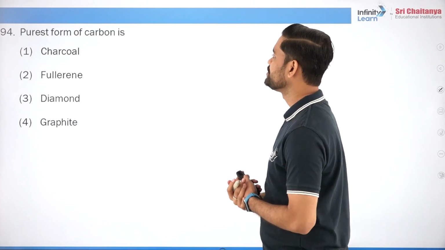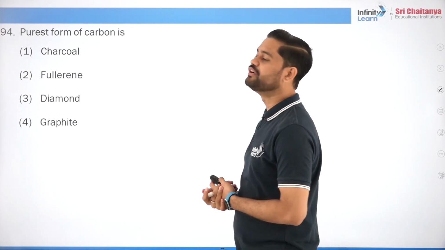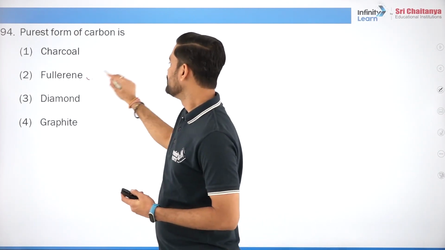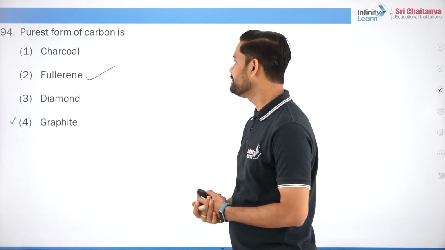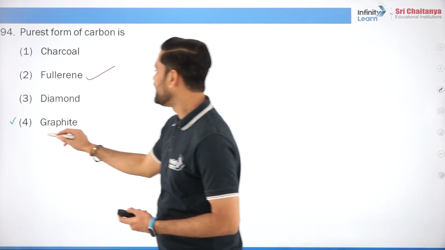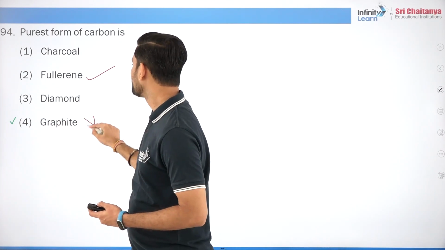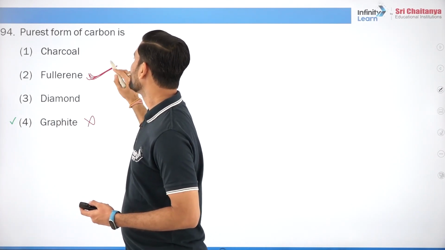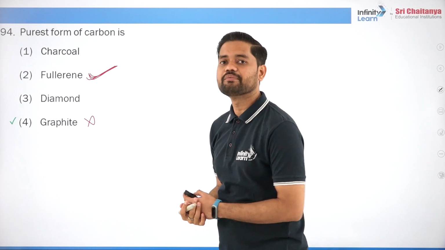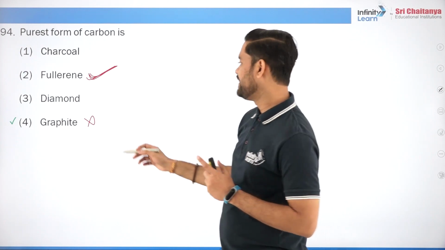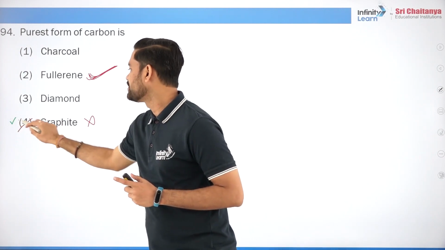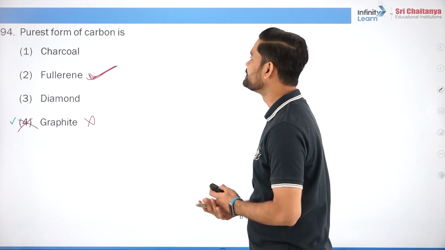Talking about question number 94, the purest form of carbon is fullerene. The purest form of carbon is what? Fullerene. Oh, this is not the right answer, guys. Graphite is not the purest form. This is the right answer. Please make a note of it. The purest form of carbon is fullerene. Graphite is not the right answer. Please make a note of it.